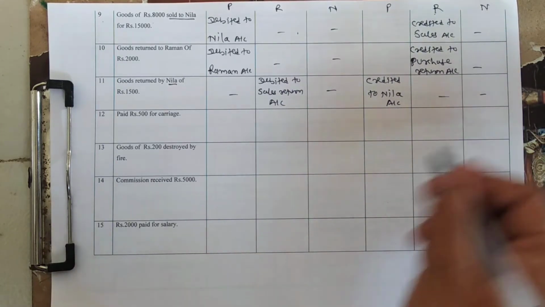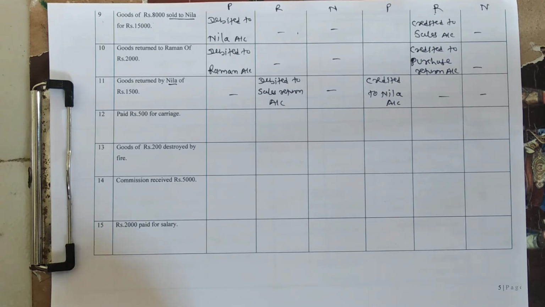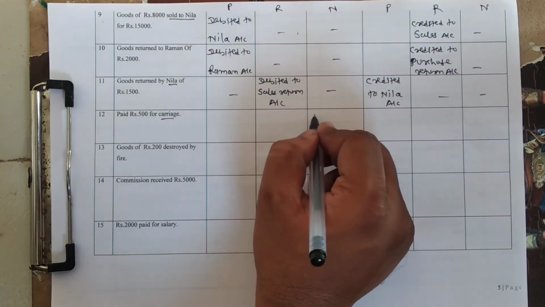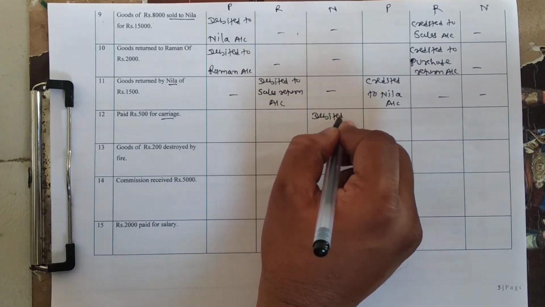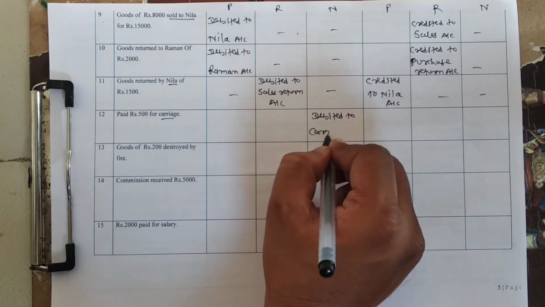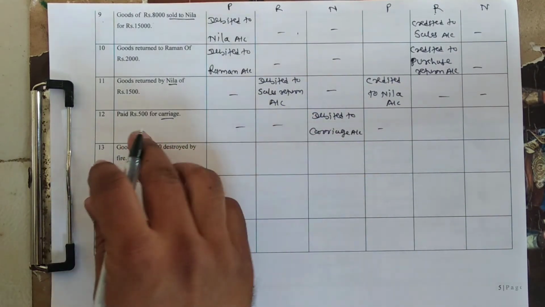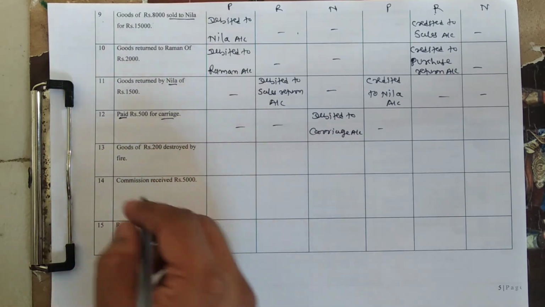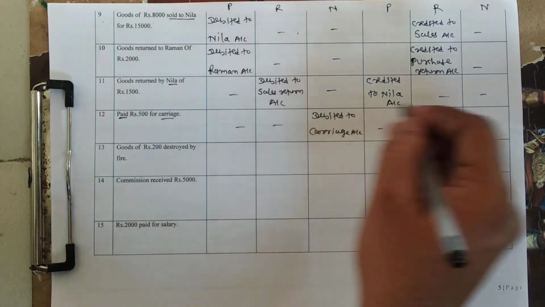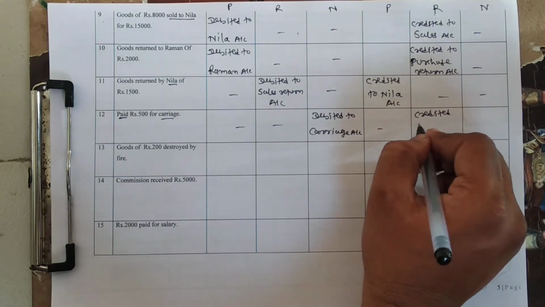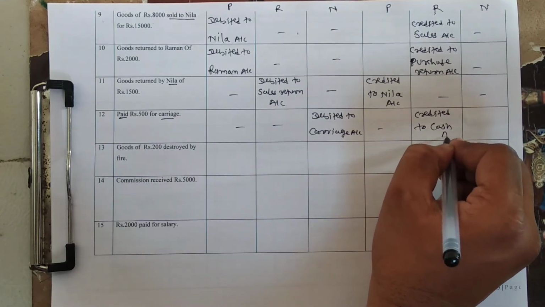Understand? Okay. Number 12, paid rupees 500 for carriage. Carriage means transport charges, it is an expense, and debit expenses, so expense is a nominal account, so first effect, debited to carriage account. And what will be the second effect, student? Here the word paid indicates paid by cash, so cash goes out, cash is a real account, credited to cash account.